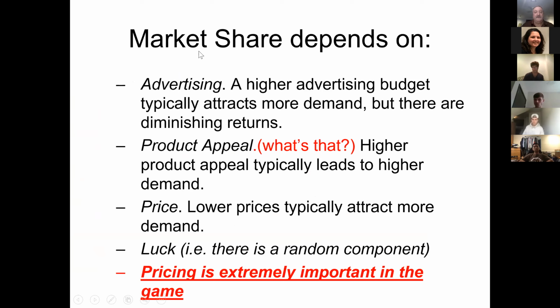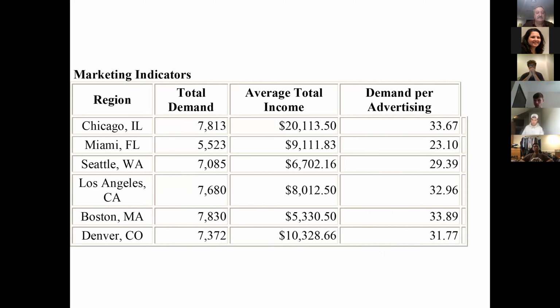Okay, so like I just said, market share depends on advertising, product appeal, price, and there's some randomness built in too. Just like the real world, there's randomness built in as well. The total demand in each market depends on a few different things too. In theory, all cities are the same size, the markets are all the same size. But if in Chicago everybody sets their prices low, and in Miami everybody sets their prices high, the total demand is going to be higher in Chicago, because of the prices and things like that.